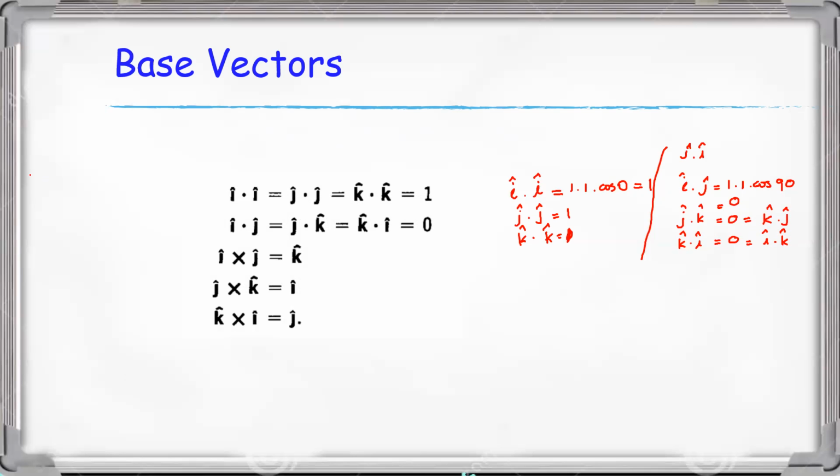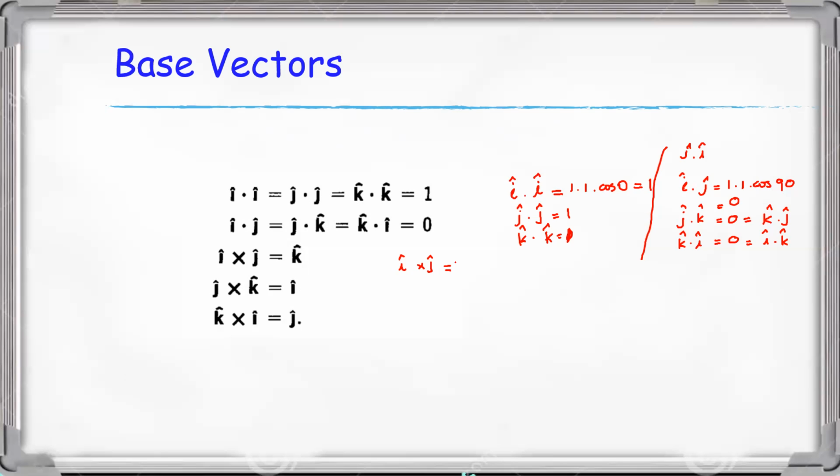And when we consider the cross product, it means it is a vector product. That is, when we evaluate i cross j, i is in x direction, j is in the y direction, then the direction of i cross j is mutually perpendicular to x and y direction, that must be in the z direction.